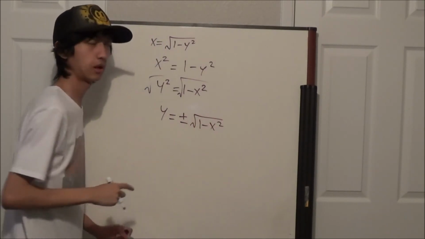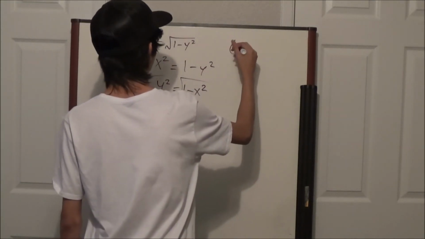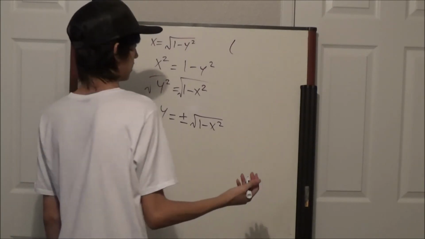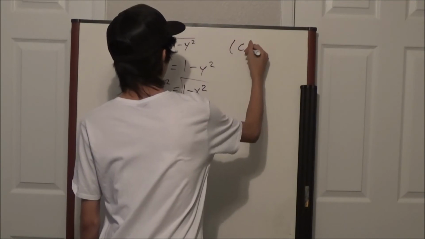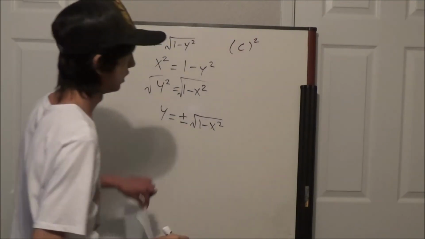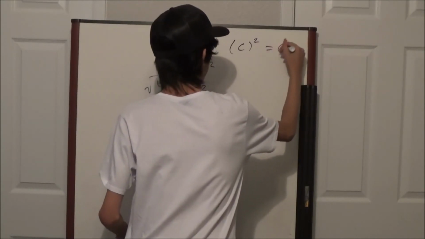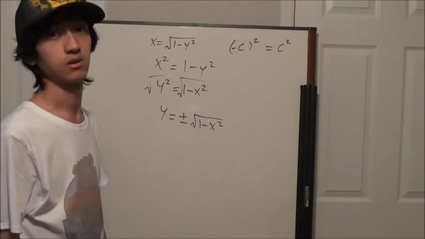Now why do we have a plus or minus? Here's why. When we have a number, let's say c, for a constant. c could be any constant, whatever number it is. If we square it, it's going to equal c squared, right? Now, what if that c was negative?